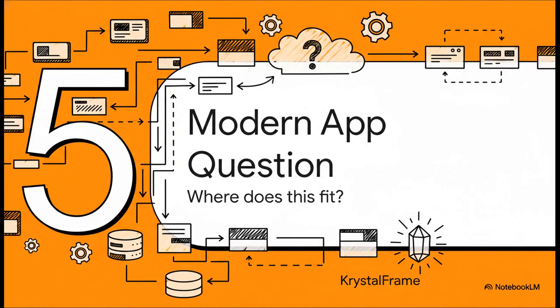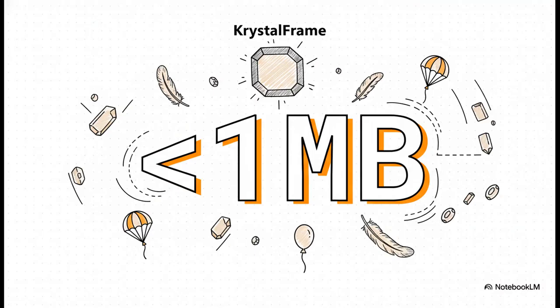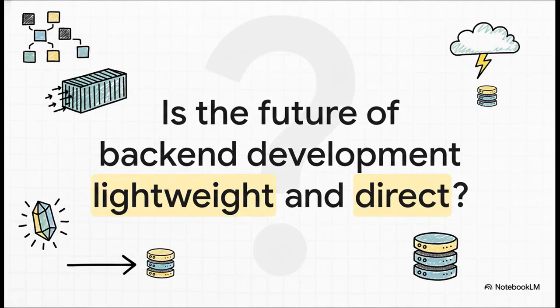This really fundamental difference in philosophy brings up a huge question for how we build apps today. Where does a framework like this actually fit into the modern world? Well, to help you think about that, let me throw one more number at you. The entire core library for CrystalFrame is less than 1 megabyte. Let that sink in. In a world of Docker containers and microservices where every megabyte counts, that is kind of a huge deal. So I'll just leave you with this final thought to chew on.